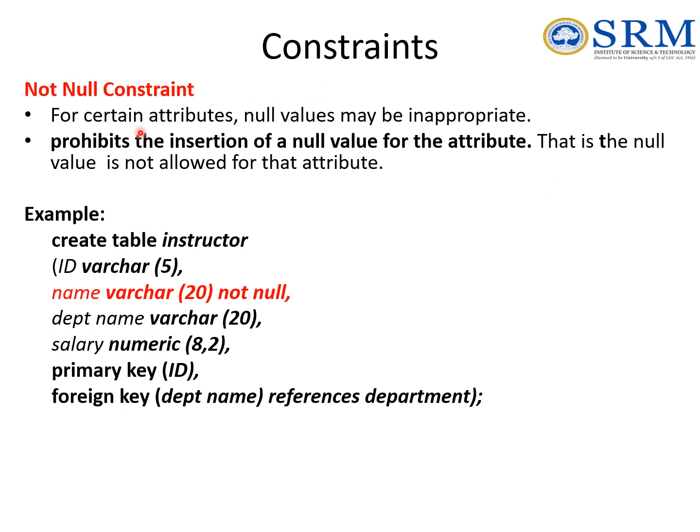The not null constraint: for certain attributes, a null value may be inappropriate, so it prohibits the insertion of null values for the attribute. That is, the null value is not allowed for that attribute. Example: name varchar not null, meaning that we should not leave or represent null for this name attribute here.